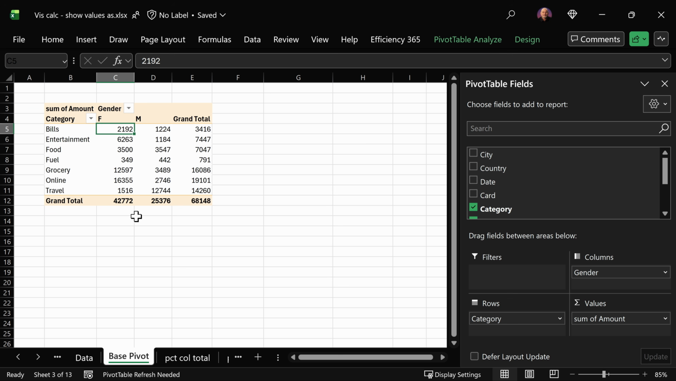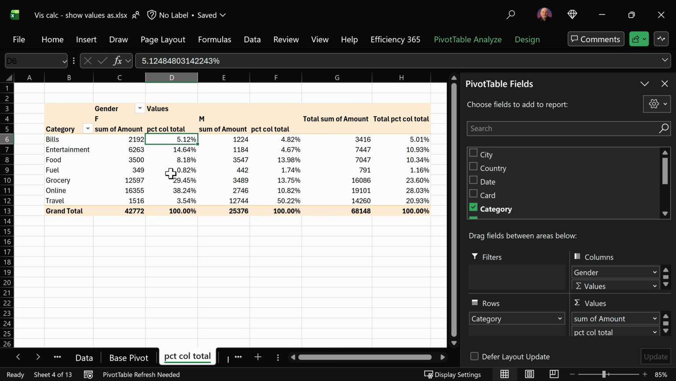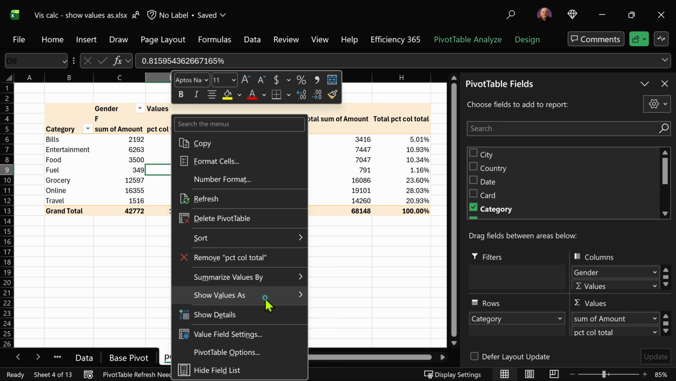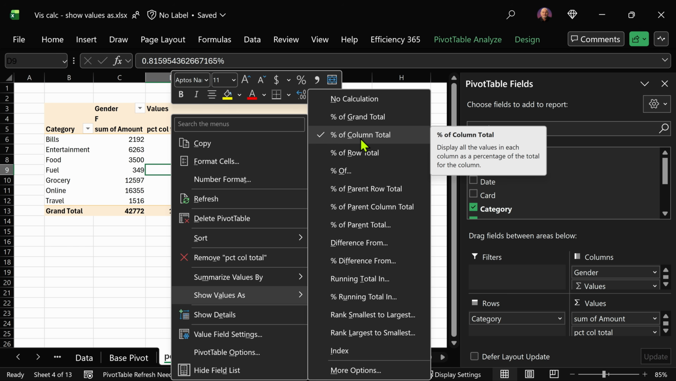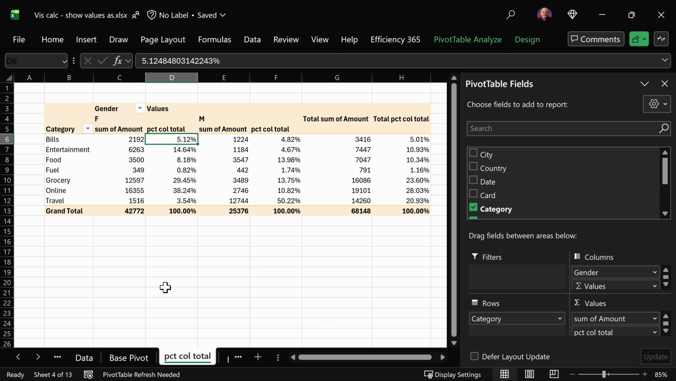These are columns. I want percentage of column total. So this should become 100, this should become 100, this also 100. And the contribution here, that's done very easily. I've already done it. How was this done? Show values as percentage of column total. Easy. This gives you contribution by category in each gender.